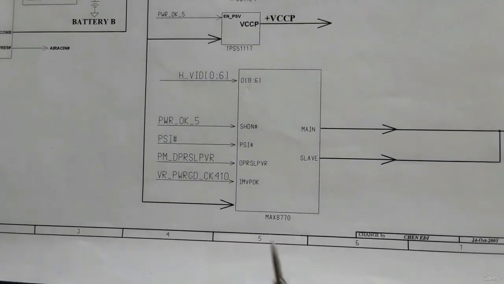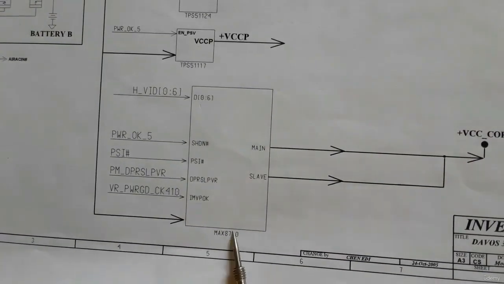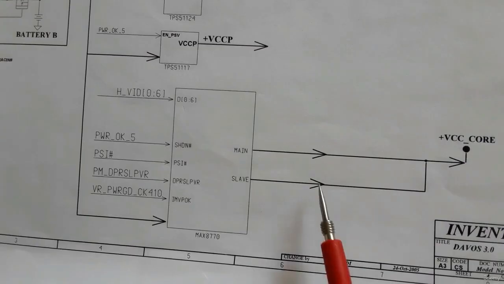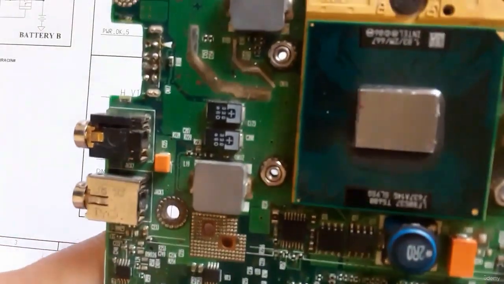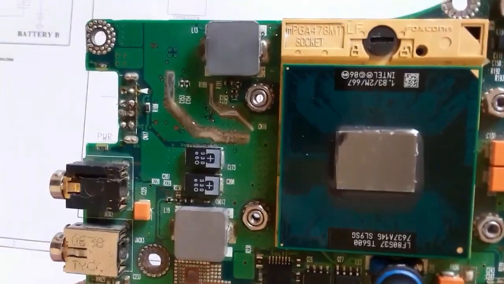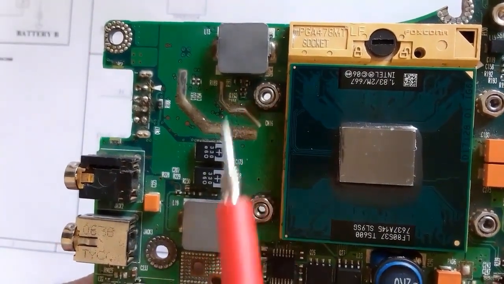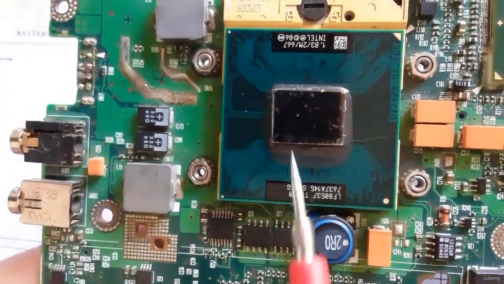Now we're going to see the Max 8770. This is the CPU power management IC. It generates plus VCC core through 2 channels. As you can see, these are 2 channels here. We have 2 inductors, and each inductor means a channel. Right now, let's see the power management IC.